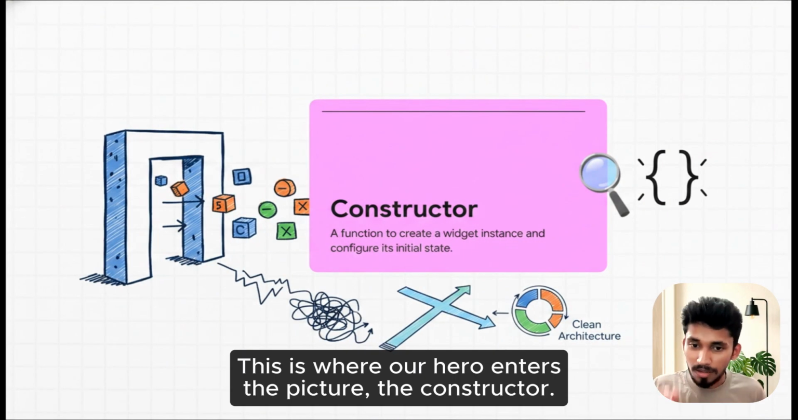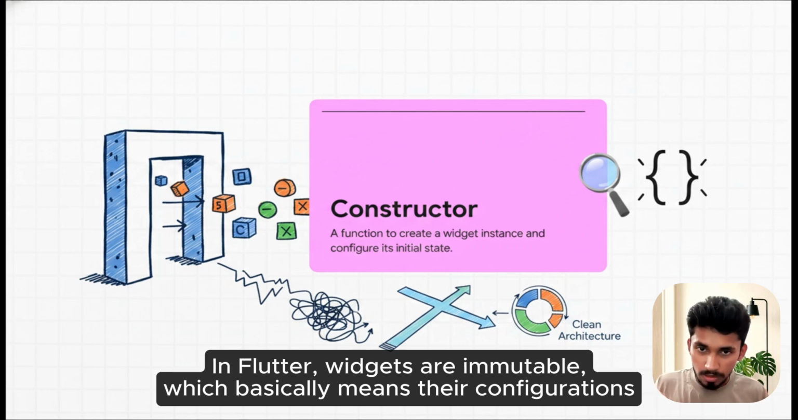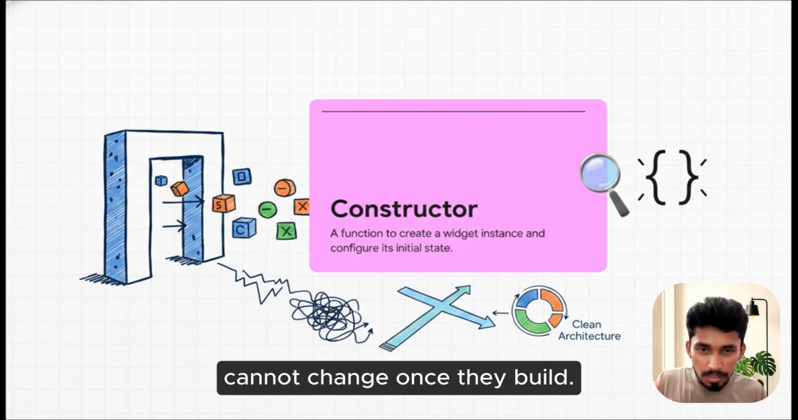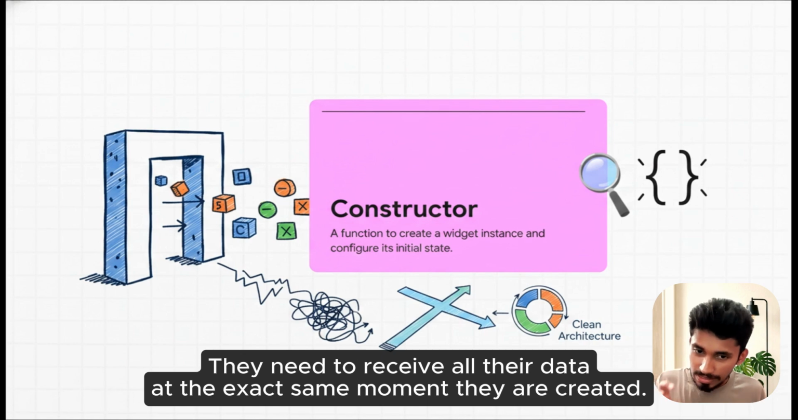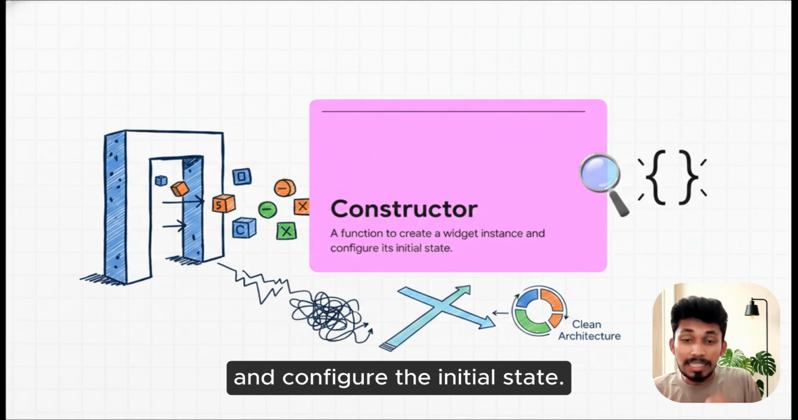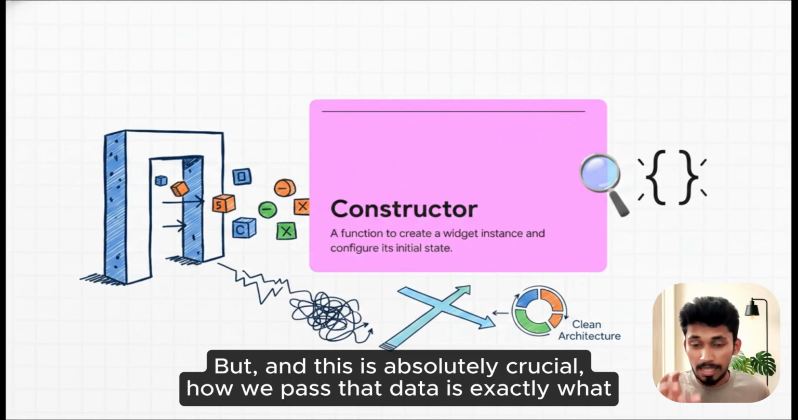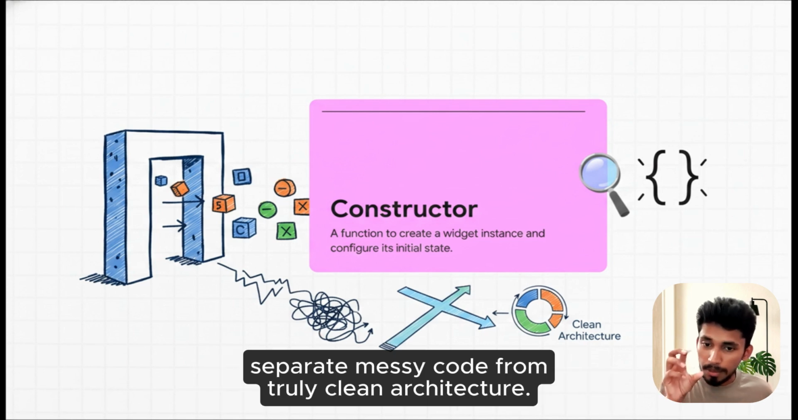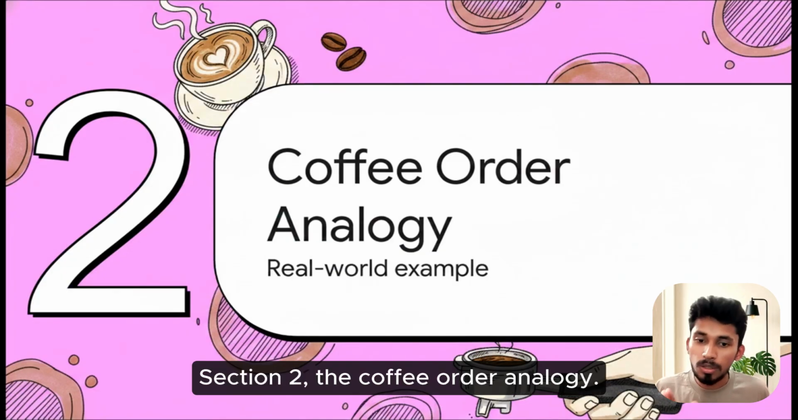And this is where our hero enters the picture, the constructor. So in Flutter, widgets are immutable, which basically means their configurations cannot change once they're built. They need to receive all of their data at the exact same moment they are created. So a constructor is simply the gateway function that takes in those arguments and configures the initial state. But, and this is absolutely crucial, how we pass that data is exactly what separates messy code from truly clean architecture.